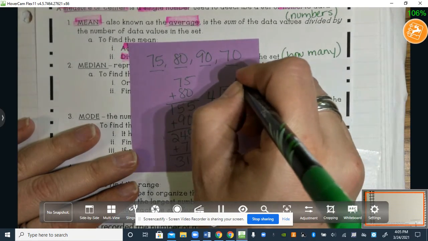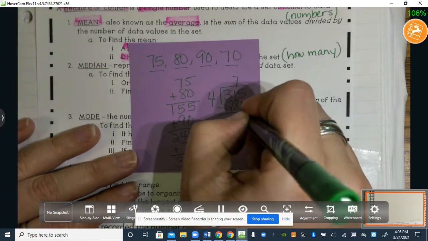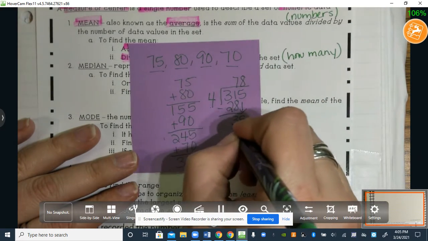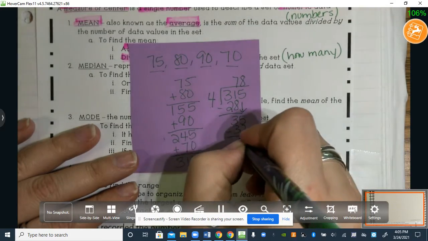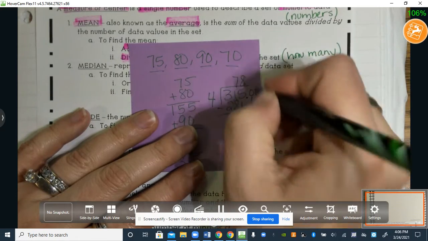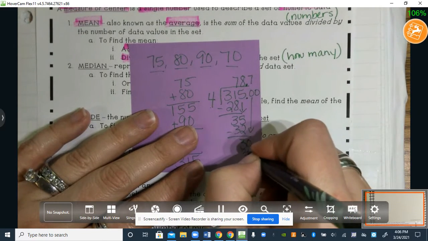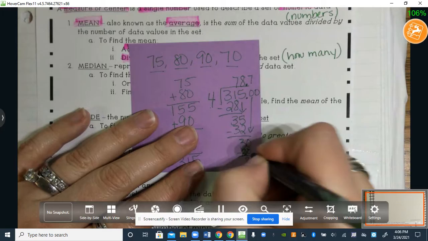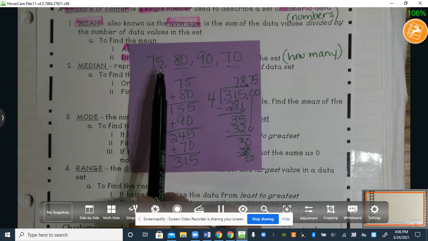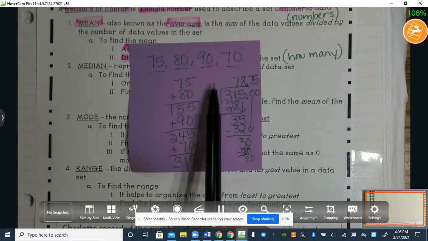4 can go into 31 7 times. That will give me a 28. Give me a 3, bring it down. A 5, 4 can go into 35 exactly 8 times. Well, 8 times 4 gives me 32. I have 3 left over. So I'm going to put a decimal, bring it on down. 4 can go into 30 7 times. I'm left with 2 and a 0 and 5. So my average for test scores that are 75, 80, 90, and 70 would be 78.75, or 78 and 75 hundredths.